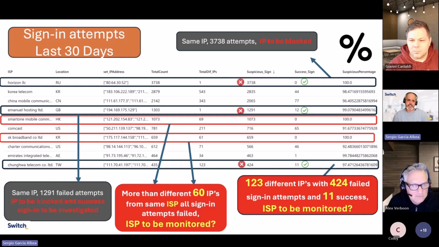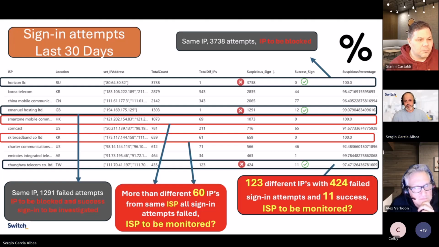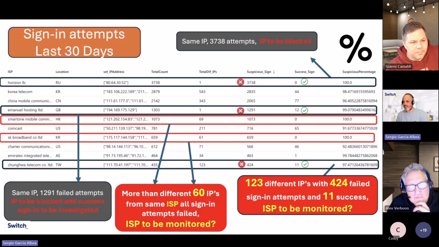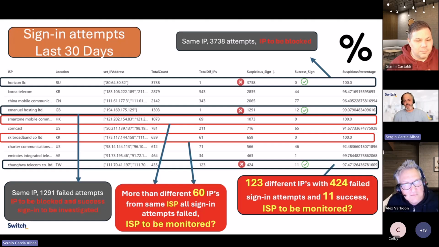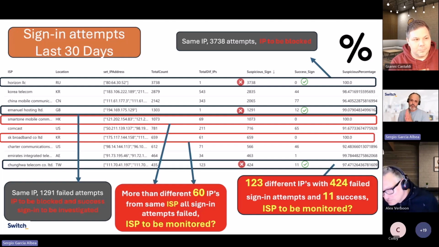But then we have the next ones that are the important ones. Smartphone, Mobile Hong Kong, and Broadband in Korea. They have used 69 and 61 different IPs with zero successful sign-ins. Zero. That's for me totally suspicious. Why do I have someone using so many different IPs and with zero success? I will totally monitor these ones. And if there are some successes, I will go behind and I will configure some detection rules to at least have an alert about that.